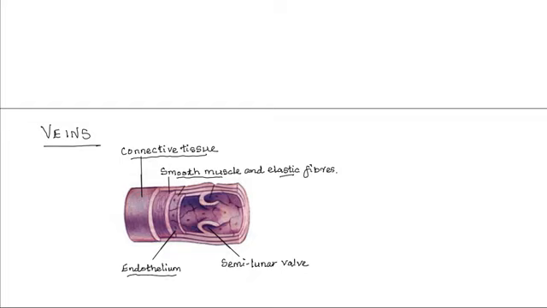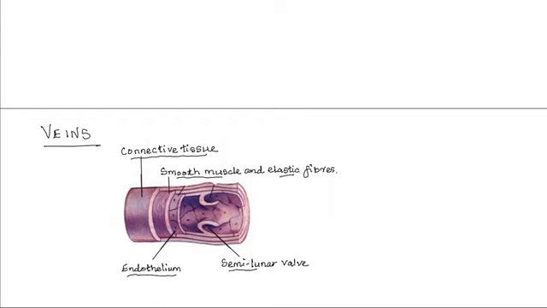One of the very distinct differences is that in major veins, there are semilunar valves that project from the endothelium. So the inner lining of the veins do contain semilunar valves at regular intervals. These semilunar valves prevent backflow of blood because the blood flows under relatively low pressure in the veins. So they need to have the semilunar valves to prevent the backflow of blood.